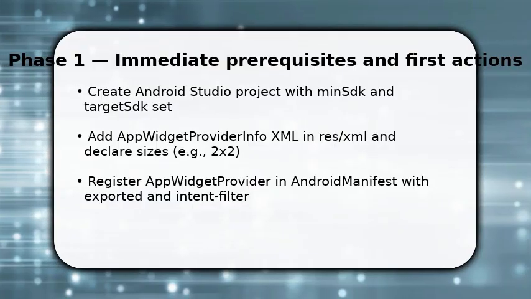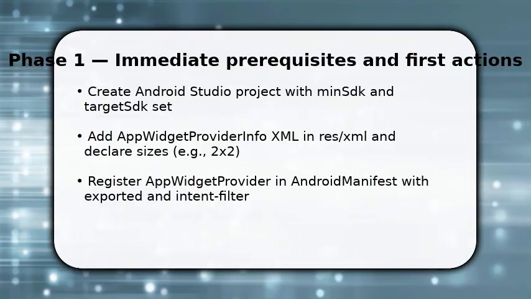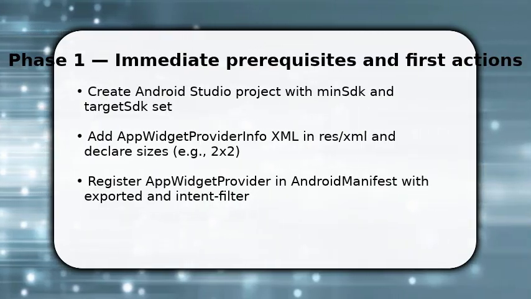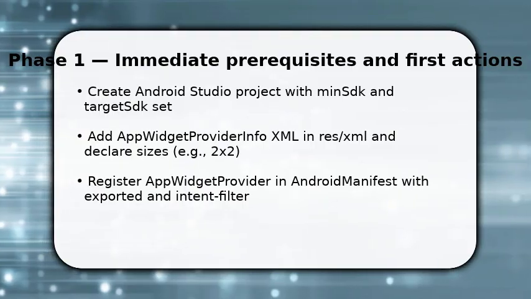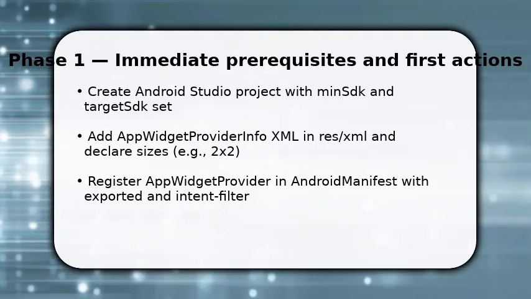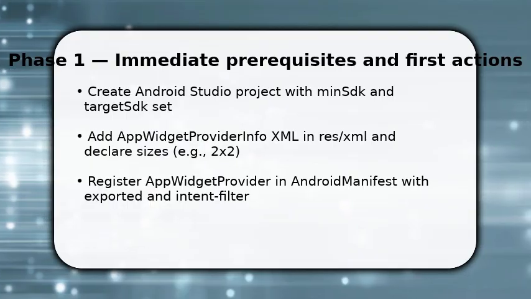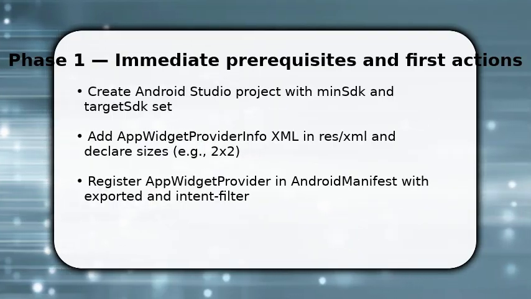You begin by preparing the code and resources. Open Android Studio and create a module for the widget. Add an app widget provider info XML in res/xml to declare the default size, update period millis, and preview.